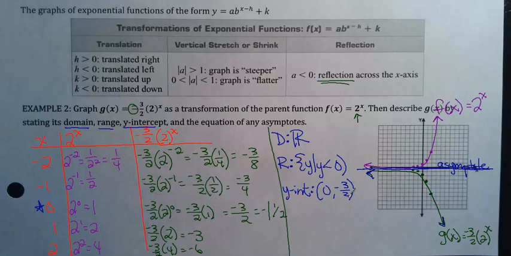Okay, and then our asymptote. We want the equation of any asymptote. So you can't have more than one. In this case, we just have one. But our asymptote, okay, what's the equation of that line? It's the x-axis. So our equation is y equals 0. Whew, there's a lot there. A lot of information.